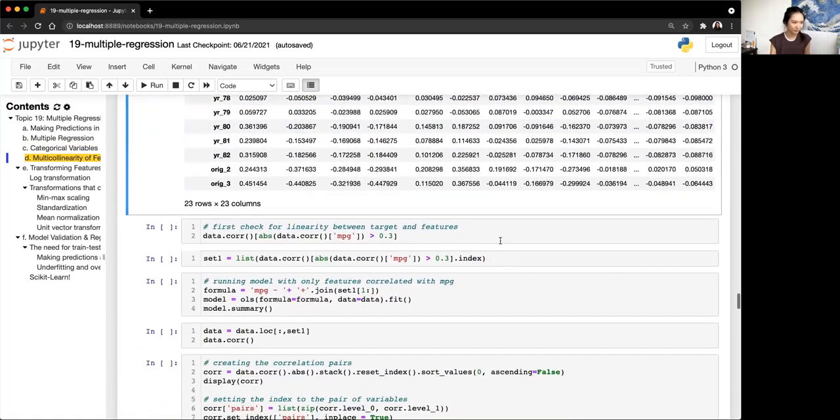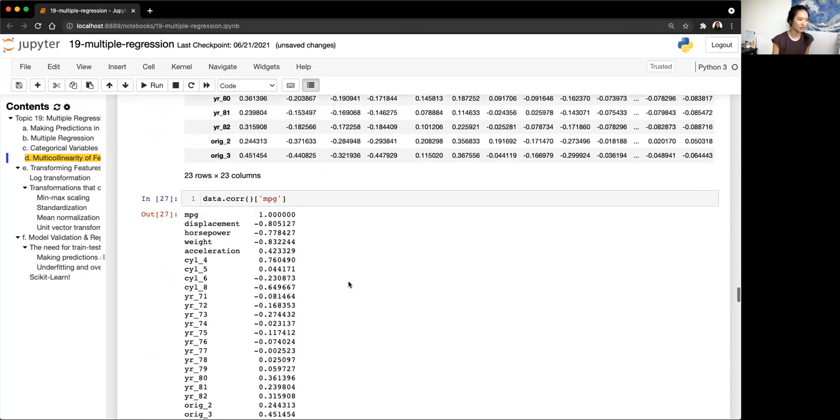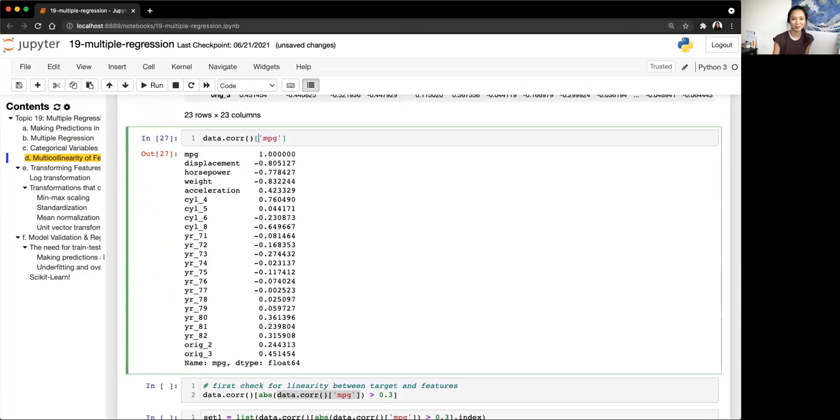But first, I'm going to check for linearity between the target and features. So what I'm doing here is I'm looking at data.corr, let's look at the miles per gallon column, because remember the miles per gallon column, that's what we're trying to predict. Multi-collinearity, we don't want between the features and themselves, but we still want each feature to be somewhat highly correlated with the target. So it's two different correlation things that we're checking. First, we want high correlation between miles per gallon and everything else.